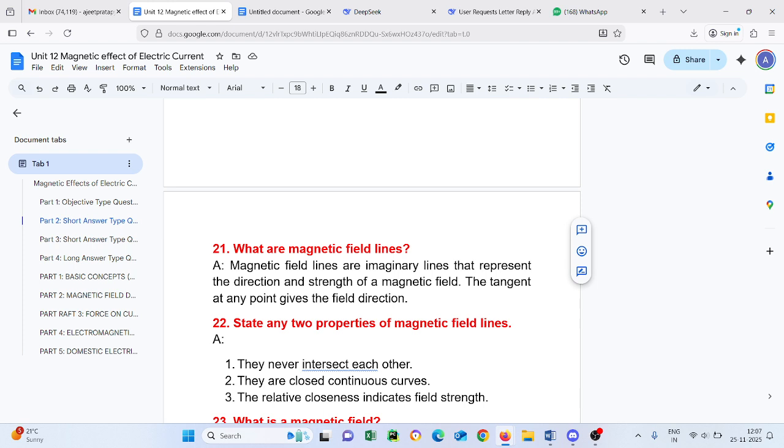What is the magnetic field line? Magnetic field lines are imaginary lines that represent the direction and strength of a magnetic field. The tangent at any point gives the field direction.